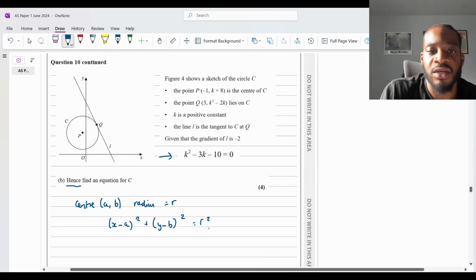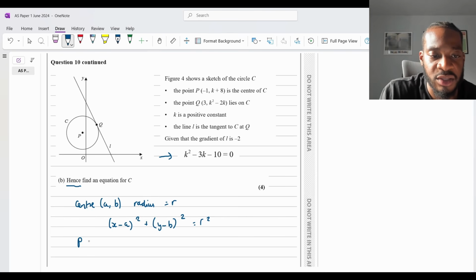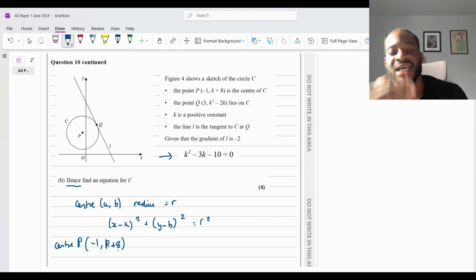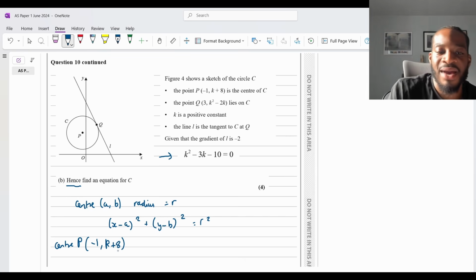Now, the center was actually given to us, but it was given in terms of k, wasn't it? So the point P is the center. Let me write center here. Center P, this is minus 1, k plus 8. Now, the problem with this is that it's in terms of k. I need a numerical value. So when I look at this, my issue is that k. I need a value for k.